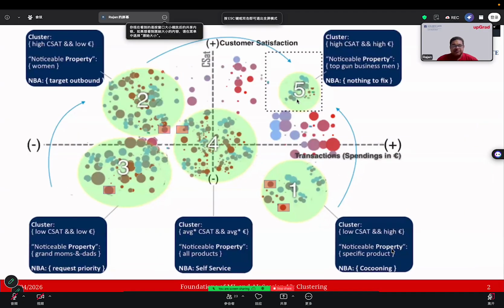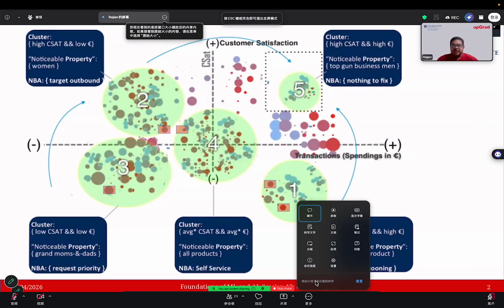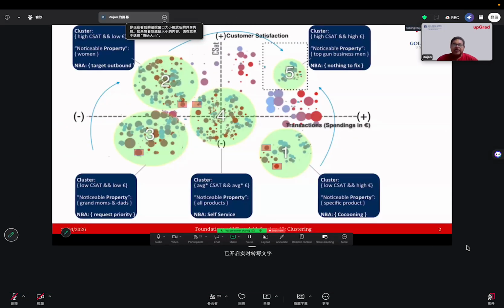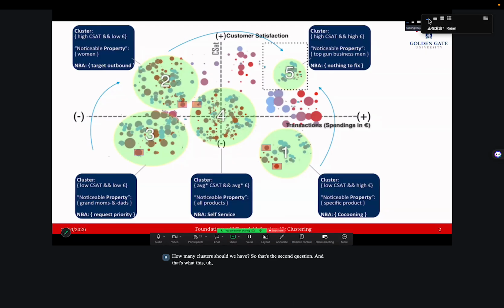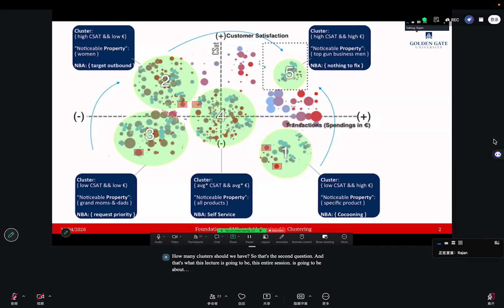Okay, how do we cluster? That's the first question. Second, how many clusters should we have? So that's the second question. And that's what this lecture is going to be. This entire session is going to be about answering these two questions.